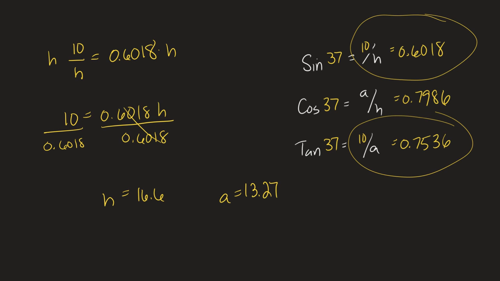Now, your last step, check your work. You should have one ratio that you are unable to use. That ratio should be able to be used to figure out if your numbers are right. Right? The last ratio that's left is adjacent over hypotenuse. I just found the adjacent and the hypotenuse. If I take my 13.27 and divide by 16.6, it should equal 0.7986. It's not going to be perfect because you've rounded some of your numbers off, but it should be close.